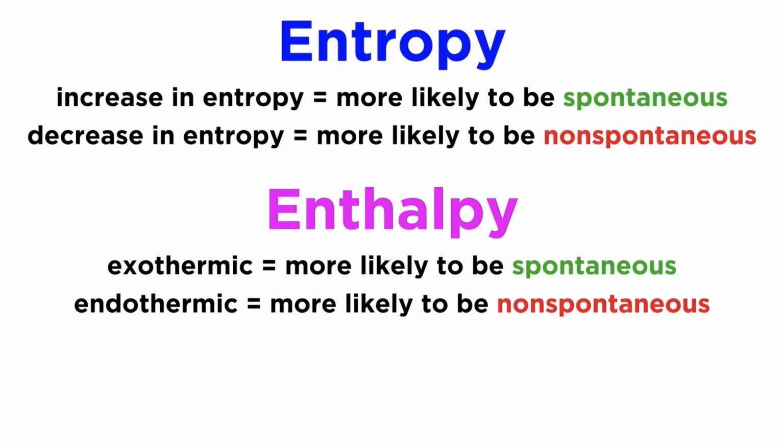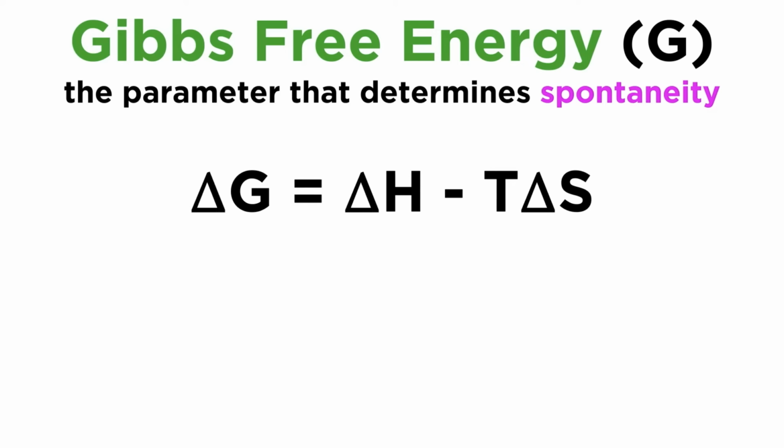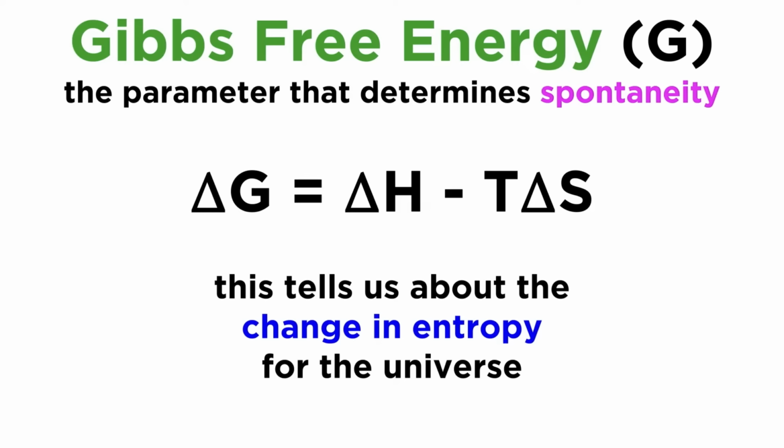Of course, more useful than assigning absolute values, we typically measure changes in these values, so we can say that the change in Gibbs free energy over a particular process is equal to the change in enthalpy minus the temperature times the change in entropy. This equation is invaluable in chemistry. Delta G tells us information about the entropy change for the universe rather than just for the system, which is a more definitive way of determining spontaneity.